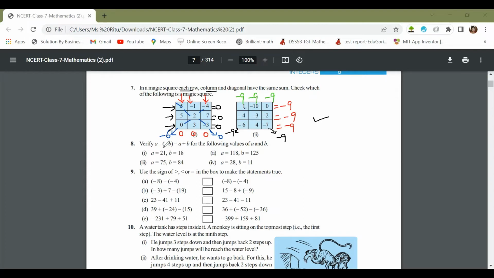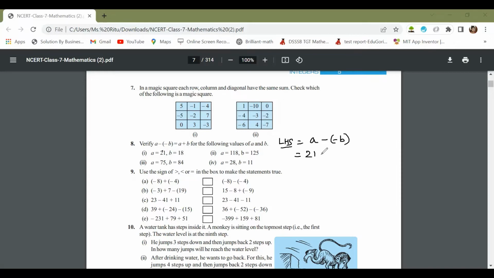Now let's switch to question number 8. Question number 8 is saying verify. So what do you have to verify? Verification of this LHS and verification of this RHS. If the answers come the same, that means we can say hence verified. So we'll check the answers in this case. We have the values of A and B in the first part, you may check. The value of A is 21 and B is 18. So we'll take LHS first of all. LHS is A minus (minus B). So we'll just put the values here. A is 21, minus B. So we'll write this minus first of all. Now B is 18.